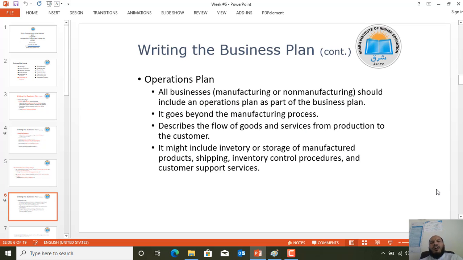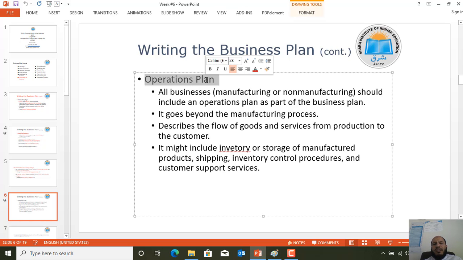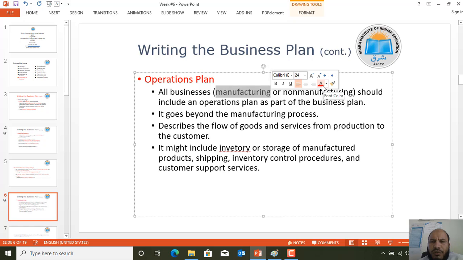So today our discussion is about the operation plan. What does operation plan mean, how can we define it, and how can we give a place to the operation plan within our business plan?